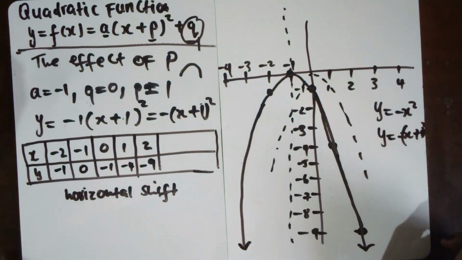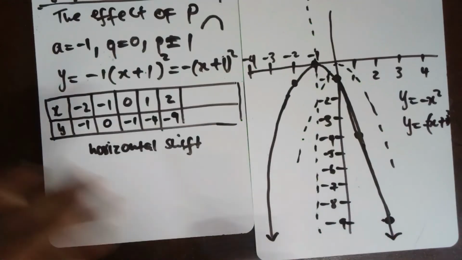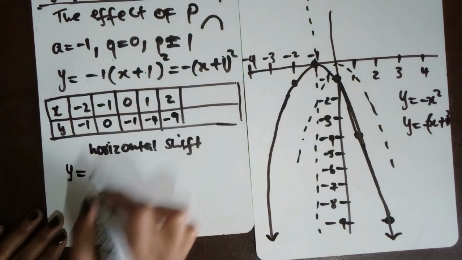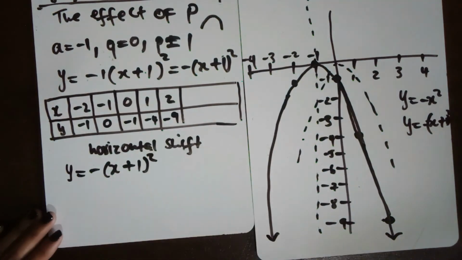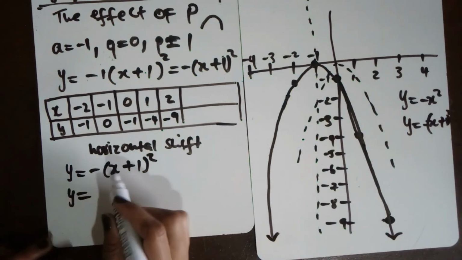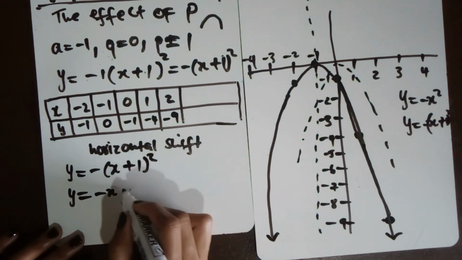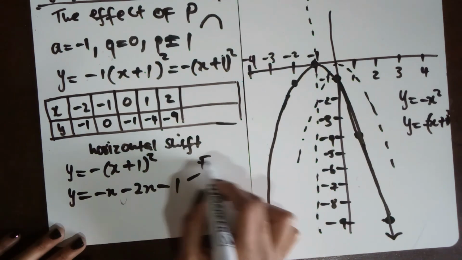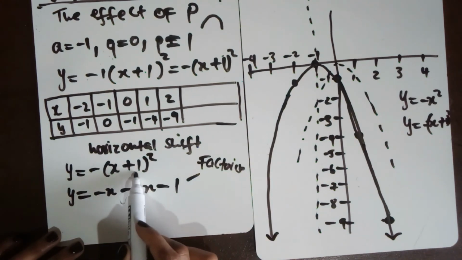The last thing I want to mention before I end this lesson is that sometimes you're not given your quadratic function in that form, and instead you're only given it, maybe they say y equals negative x squared, oh I'm lying, negative x squared minus 2x minus 1, right? So it means you have to now use your ability to factorize to write it in this form so that you can actually know the shift, right?